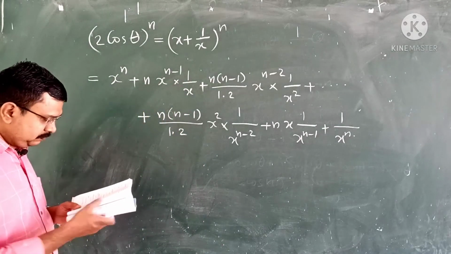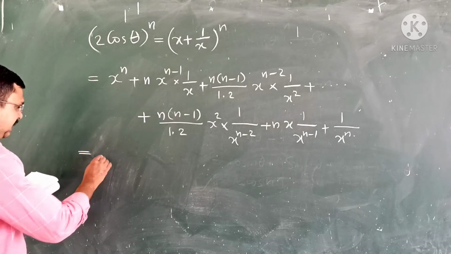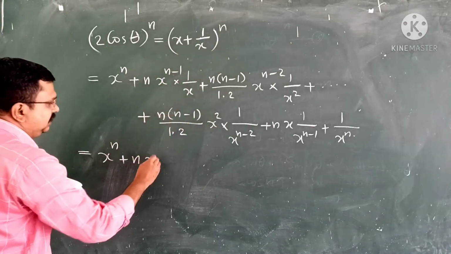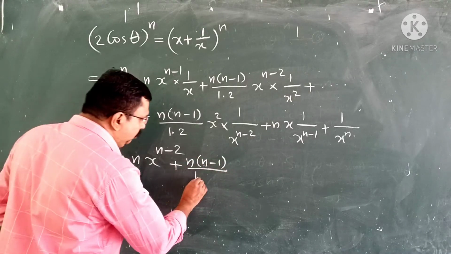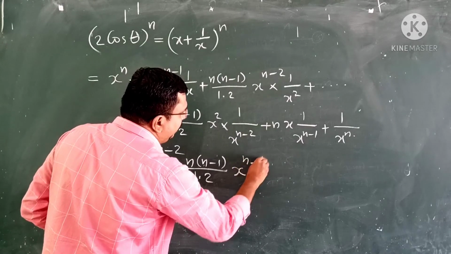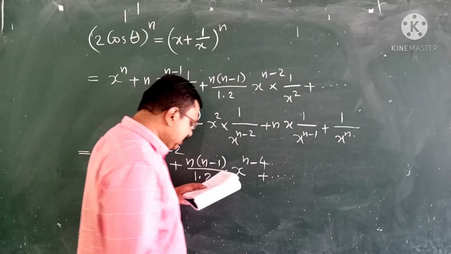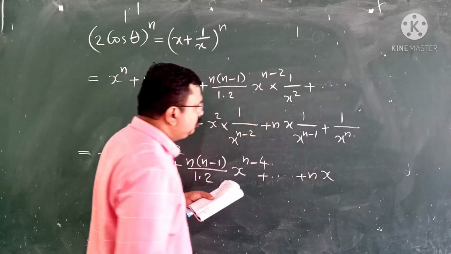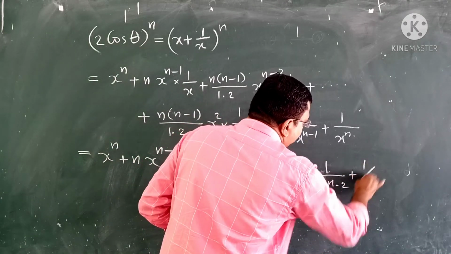Okay, this can be written as, which is equal to x^n plus n into x^(n-1) by x, that is x^(n-2), plus n(n-1) by 1 into 2 into x^(n-2) divided by x square, that is x^(n-4), plus etc. The last term is n into x into 1 by x^(n-2) plus 1 by x^n.